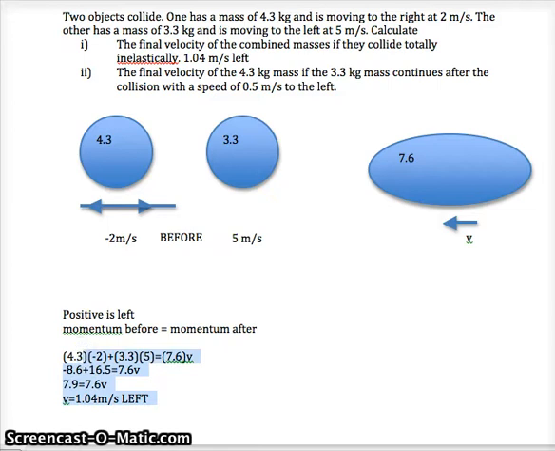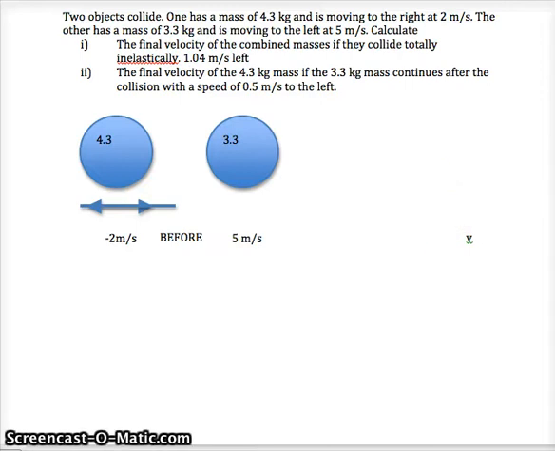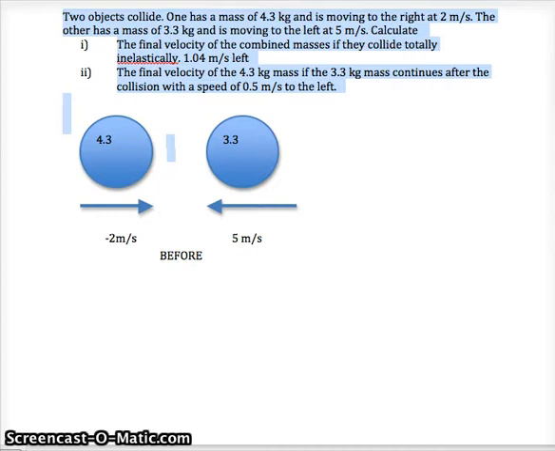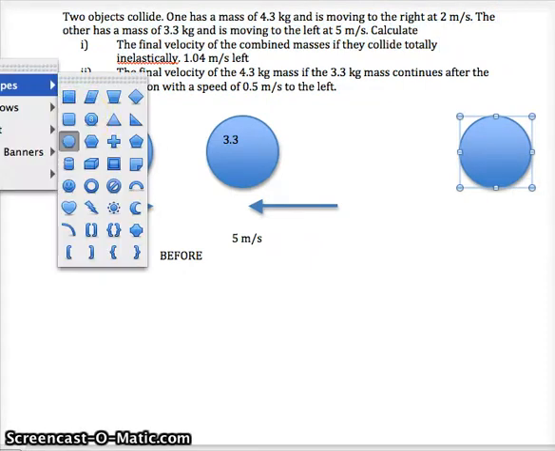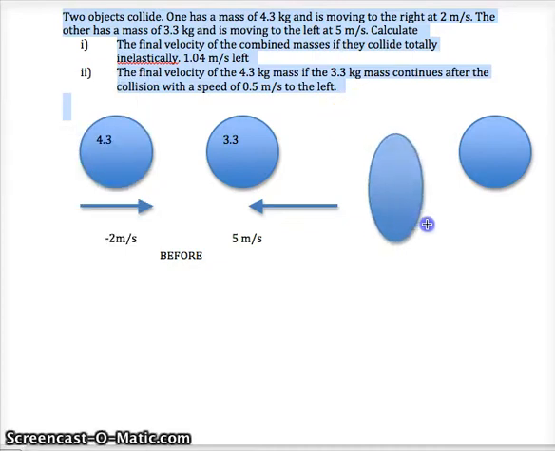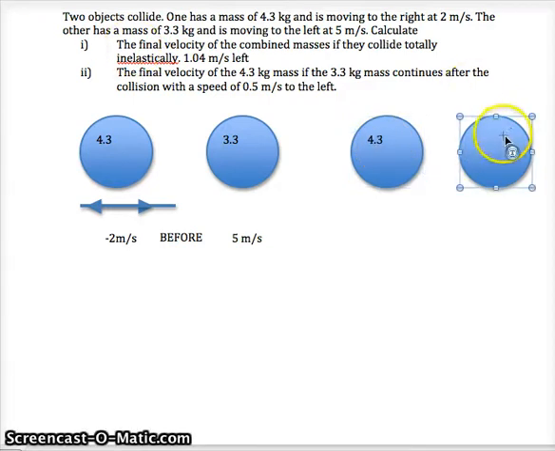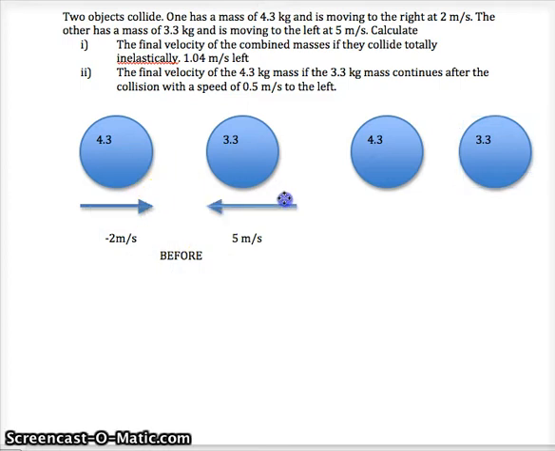Okay, now let's do the second one. For the second one, I'm just going to delete some things. I'm going to delete this, this, and that. Our arrow got moved around. I'll put the arrow back. So now we have a new after. So for part 2, the final velocity of the 3.3 is given. So now we have an after case where we've got two objects here. We know that this one has a mass of 4.3 still, and we know that this one has a mass of 3.3 still.